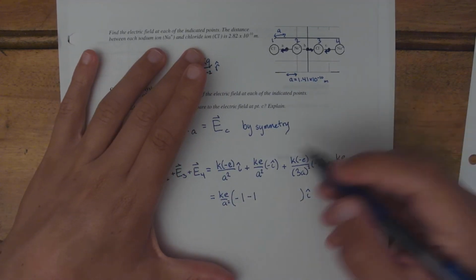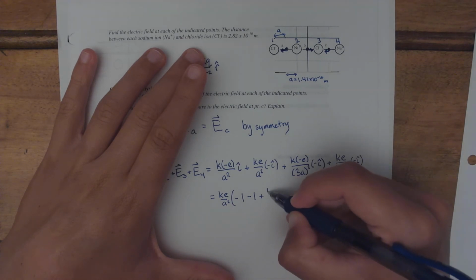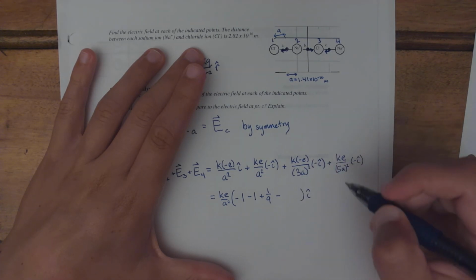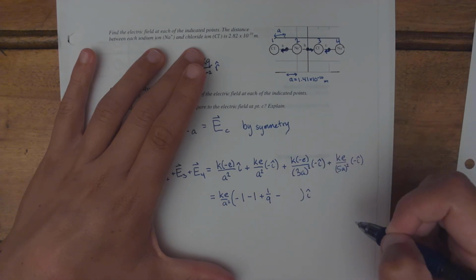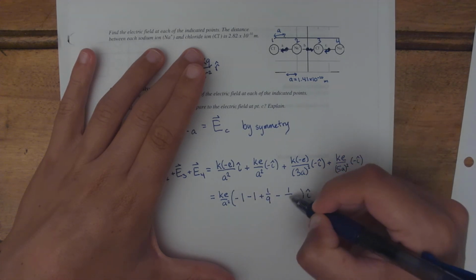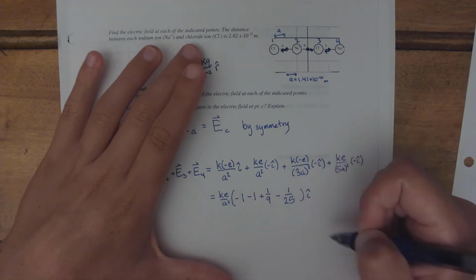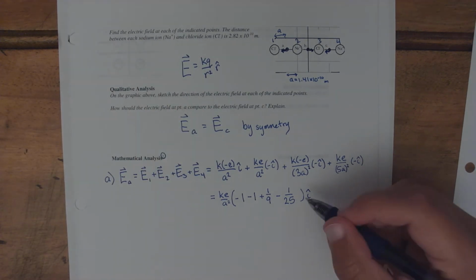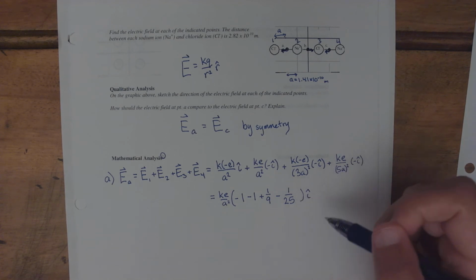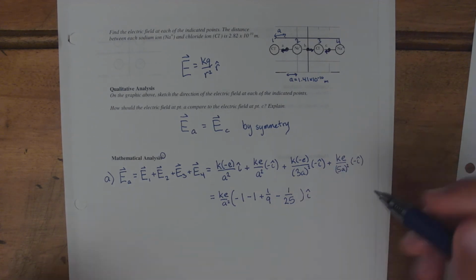So that is plus 1/9. And this is negative. We have 1 over 5A squared, which is 1 over 25A squared, and we pulled out the A squared, so that's minus 1 over 25. And then if you pull out your calculator and you calculate what we have in parentheses here, that is negative 1.93.